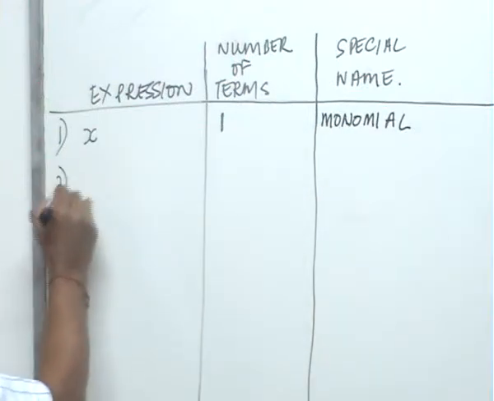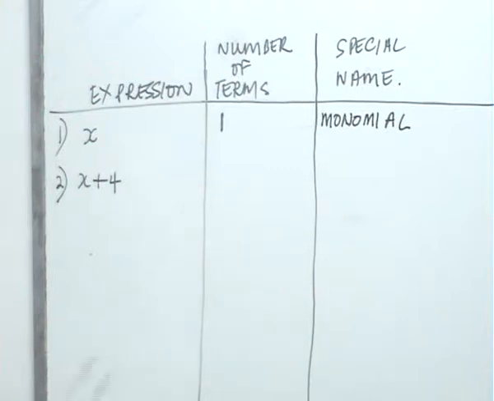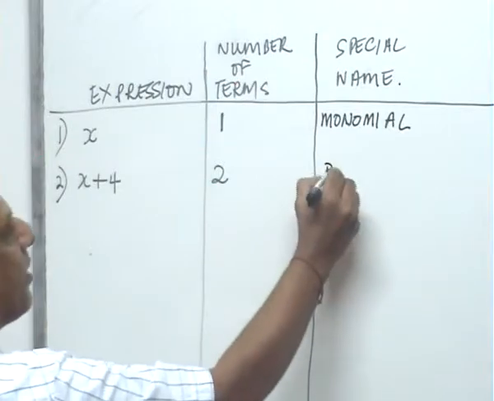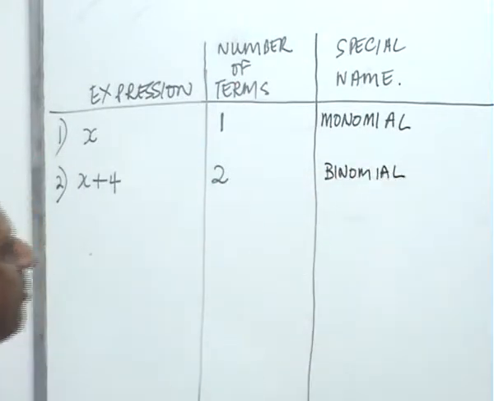Let's take another example. x plus 4. Now this expression has got 2 terms. So the number of terms is 2. And it's got a special name. Its name is binomial. Now just like a bicycle has 2 wheels, this expression has 2 terms. That's why it's called binomial.